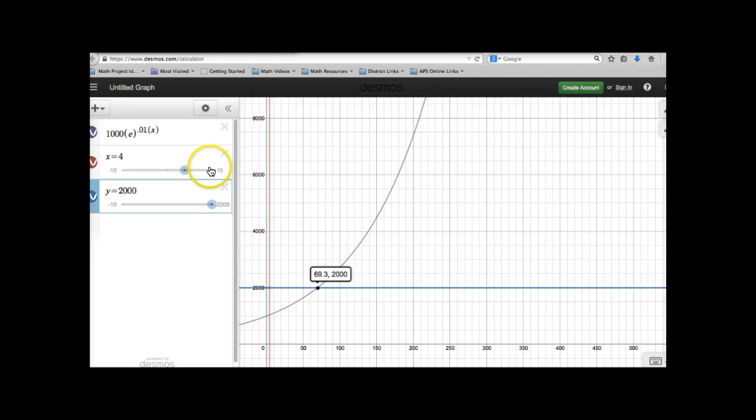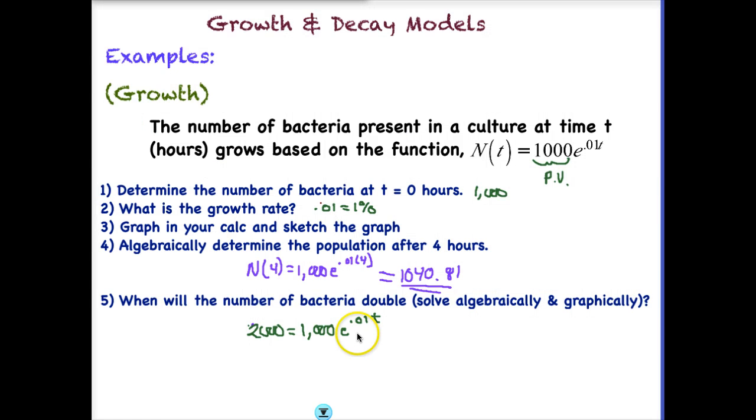Let's go ahead and prove that algebraically. Here's my equation. So I'm looking for when the bacteria will be 2,000 if I started with 1,000. Go ahead and pause the video and see if you can get the same amount of time that we got graphically. See if you can remember how to solve this.